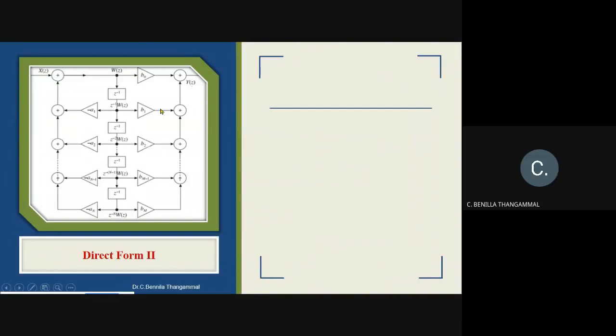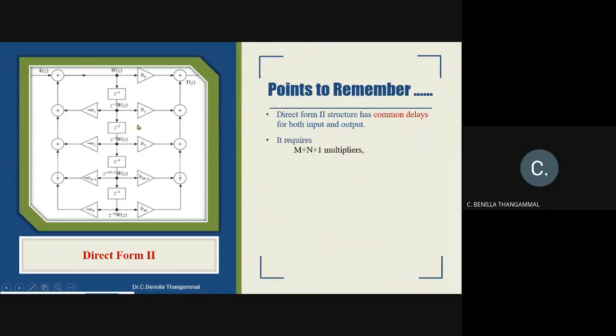So in direct form 2, this is the basic general structure. Here in direct form 2, it has common delays for both input and output. So here it requires, as earlier, m plus n plus 1 multipliers, b1 to bm and a1 to an. So m plus n plus 1 multipliers, and m adders, but the memory locations will be the maximum of m or n. Which one is the maximum? That will be the memory locations here, since it is going to have the common delays. So the number of memory locations will be the maximum of m or n.